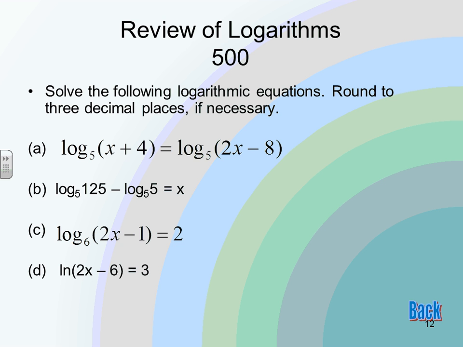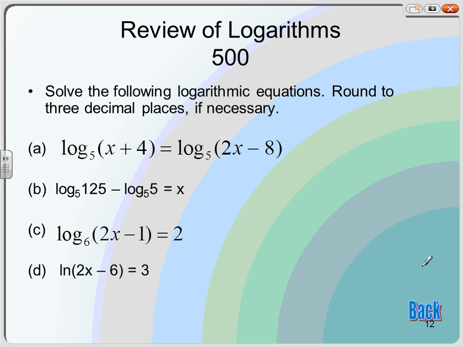The next one, solve the following logarithmic equations, round to 3 decimal places if necessary. All right, so this is log base 5 equals log base 5 at some point. So these somethings have to be the same thing. So if x plus 4 equals 2x minus 8, we like those ones. Subtract your x over, add 8 over, and get x equals 12.